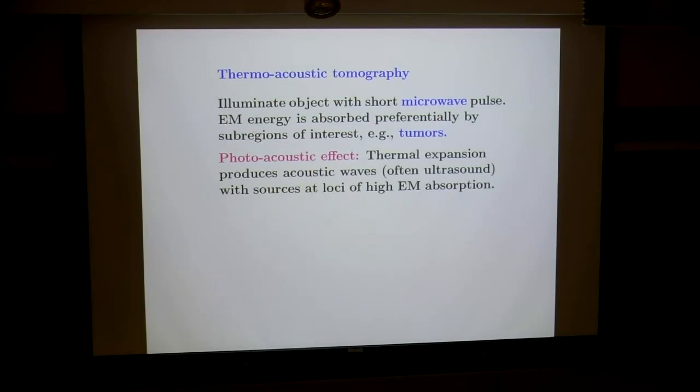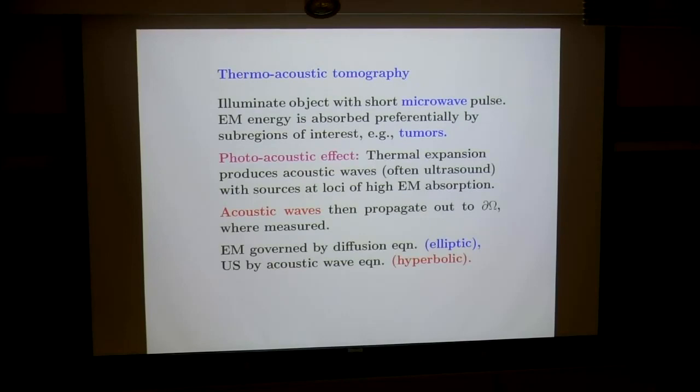So you get a thermal expansion because of the absorption of the electromagnetic energy. An expansion of these regions produces acoustic waves, seeming like little earthquakes basically inside of your body, with sources at the locations where there was a large absorption of the microwaves. And then the acoustic waves propagate out to the boundary. And since the acoustic waves are governed by a hyperbolic equation, they preserve features very well as they propagate out to the boundary. You get propagation of singularities. And therefore, you can combine the best features of both the acoustic wave equation and the diffusion equation. And if you look online, you can see pictures produced with thermoacoustic tomography, at least in the laboratory, and they're very impressive.